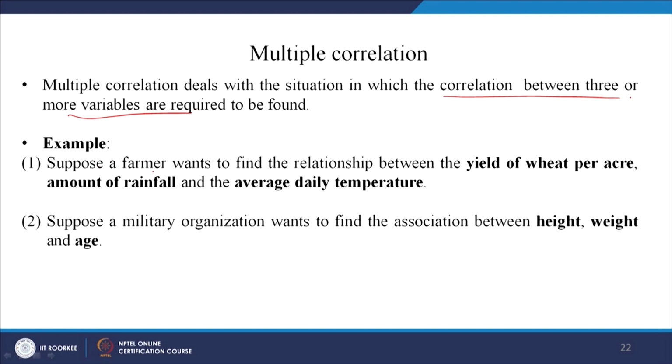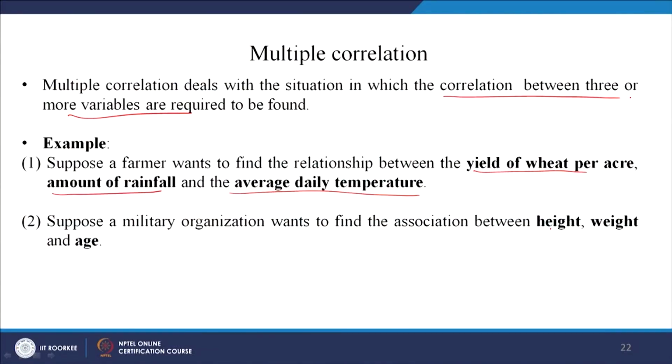Example, a farmer wants to find the relationship between yield of wheat per acre, amount of rainfall and the average daily temperature. So, he is not partialing out, he is not controlling anything. He wants to take all three variables and see what the relationship is at one point of time. Similarly, a military organization wants to find out the association between height, weight and age.